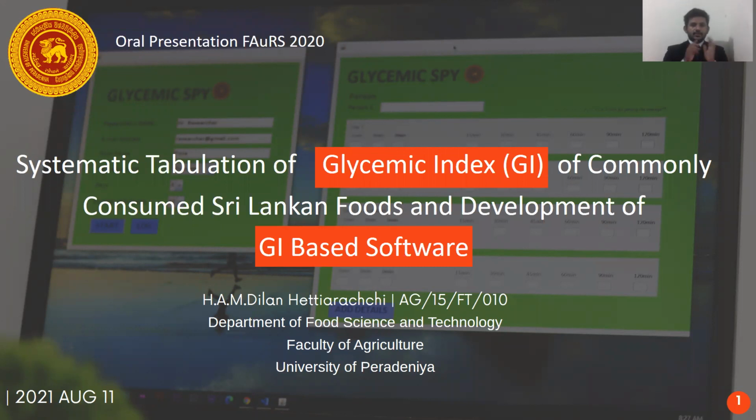My topic is systematic tabulation of glycemic index of commonly consumed Sri Lankan food and developed GI-based software. I'm Hettiarachchi from the Department of Food Science and Technology.